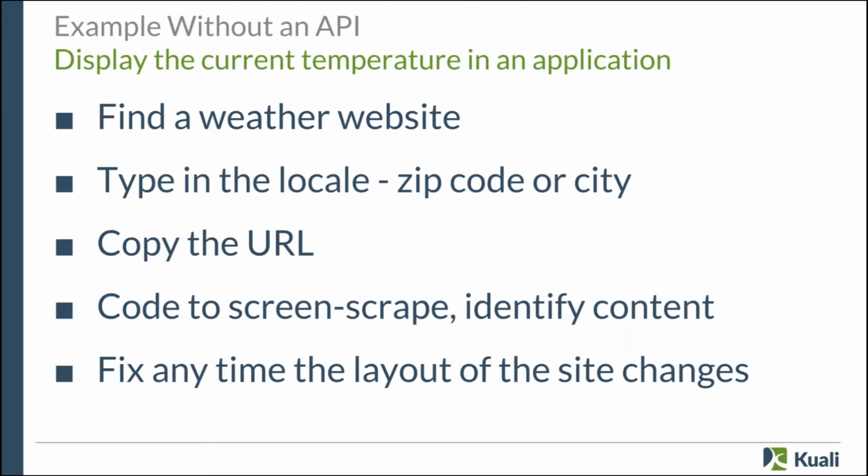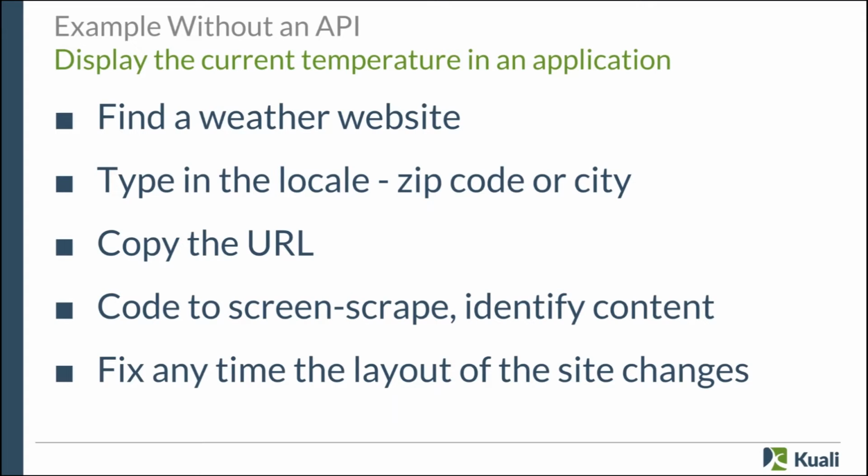So we're going to go through an example. This example has nothing to do with Kuali Research. It's just to illustrate that point of the things that are accomplishable when you're using a mature, stable, well-written API. So for example, you'd like to know what the current temperature is in your locale, and you would like to use that in some other system or some other application.